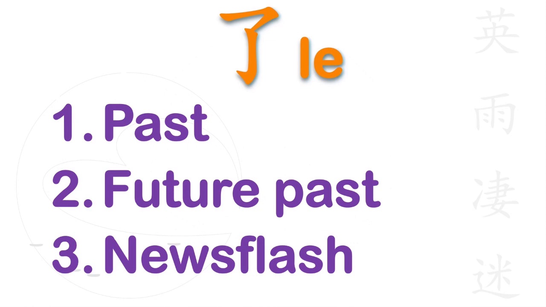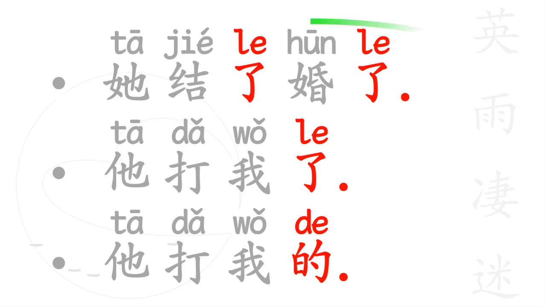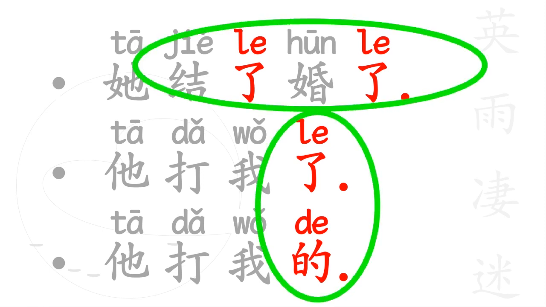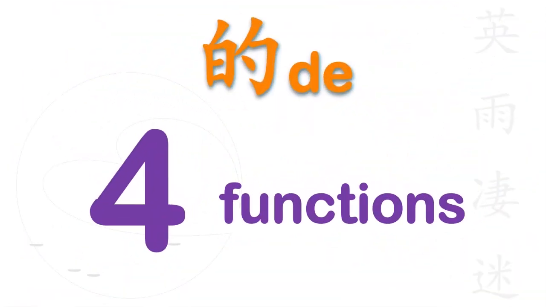了 also appears in set wrappers such as these, double uses in the sentence, and often causes headaches as a tag when being compared to the de tag. We'll discuss them further in the near future. Next up, 4 functions of de.